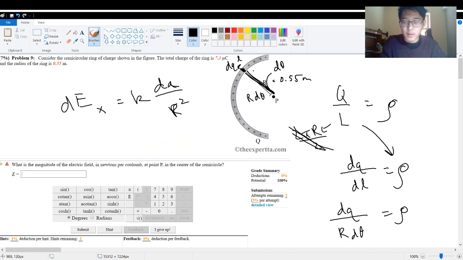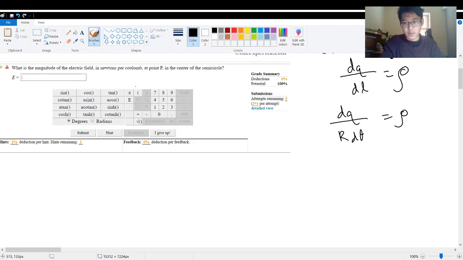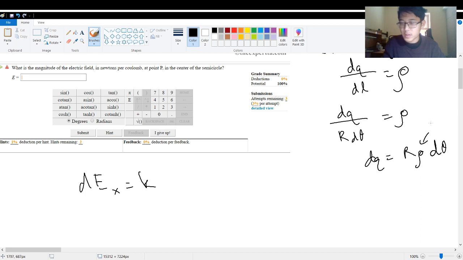And you notice that the R is the same throughout this entire integration. So R is actually not dependent on anything else. It's not dependent on theta, it's just a constant. So if we plug this into this equation, let's just bring it down. So dEx is equal to k, and then dq, so I'm going to plug in dq is equal to R rho d theta, and rho is just the entire charge divided by 2 pi r over 2, so that's just pi r.